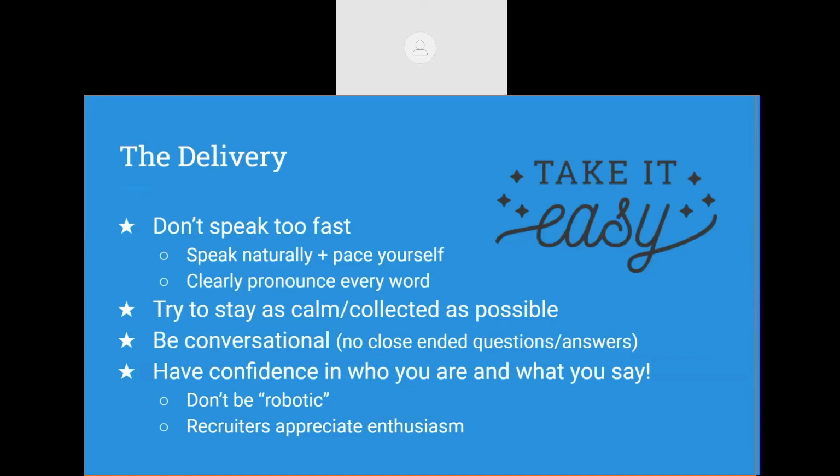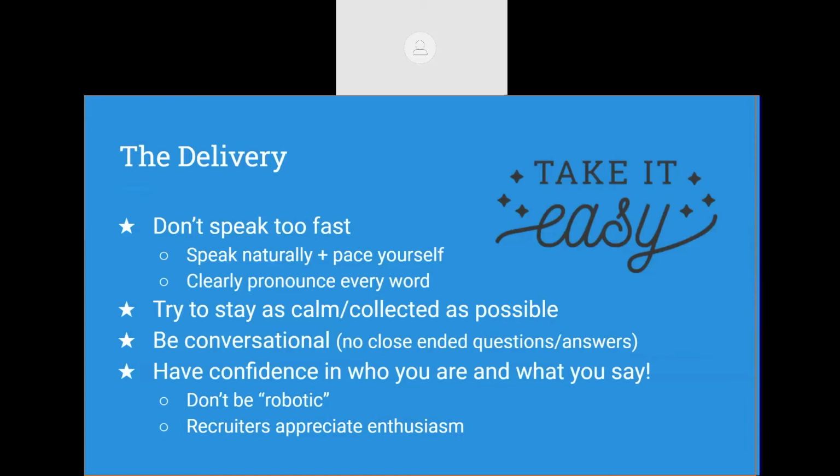Everybody wants to speak fast when they're nervous. It's force of habit. But the more you practice, as Michelle mentioned before, the more experience you get. You're going to end up speaking naturally, and you're going to naturally start to pace yourself. Another big thing, as I just mentioned, is clearly pronouncing every word. You want to make sure that these recruiters understand what's coming out of your mouth. If you talk too fast, they're not going to really understand what you're saying, and may get caught off guard by something you said 20 seconds ago that they didn't understand the context to.